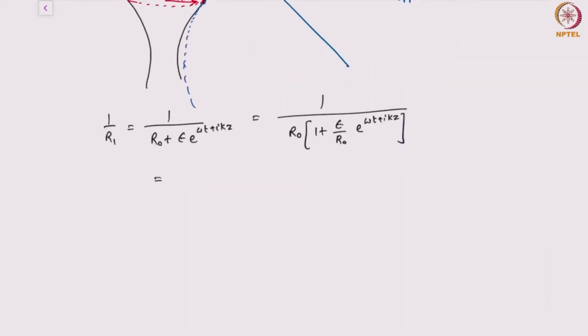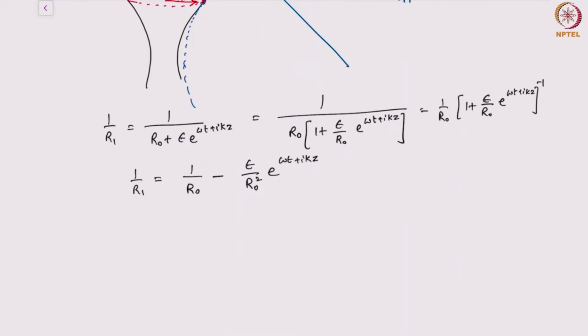This is 1 by R0 into 1 plus epsilon by R0 e power omega t plus i k z whole power minus 1. And now I can do binomial expansion and retain only the leading order terms, or only the linear terms. What do I get? I get 1 by R0 minus epsilon by R0 square e power omega t plus i k z.